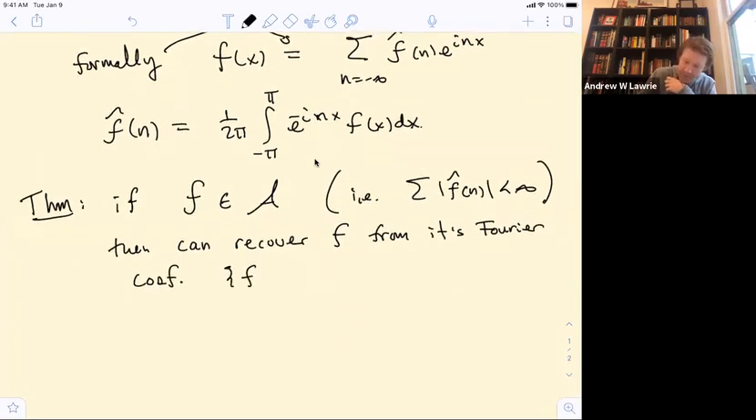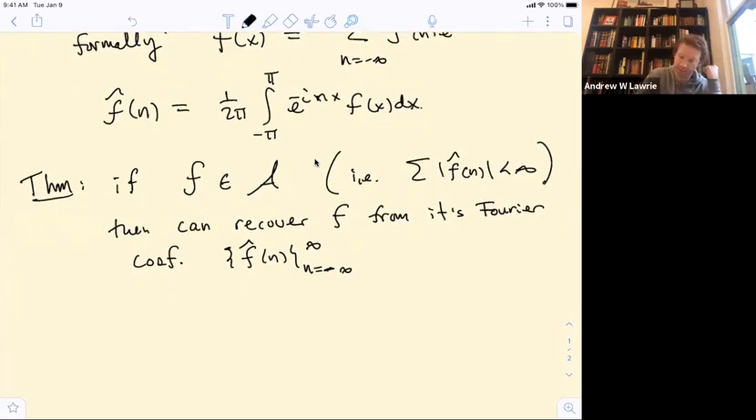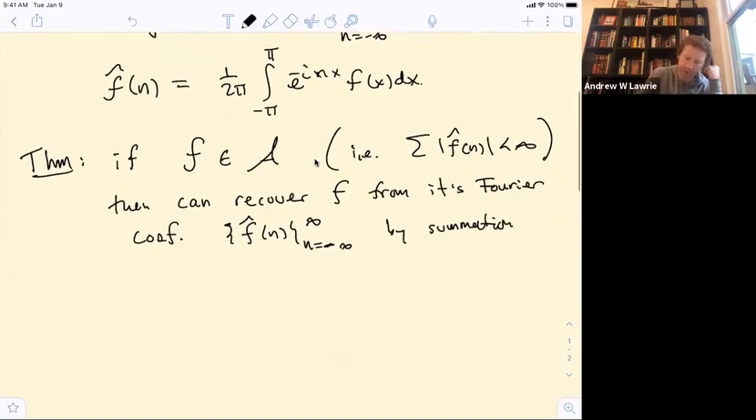The sequence f hat n. Right, so this is the concept of the uniform convergence theorem. We can recover back. If you just give me the Fourier coefficients of an L1 function, and I know that they're little l1 summable, then I can recover f back again. So by summation, f of x is equal in the sense of uniform convergence.